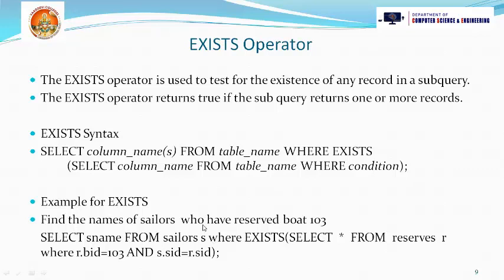Find the names of the sailors who have reserved boat 1 or 3. Here we are using this subquery to return the sailors who have reserved boat 1 or 3. This exists will check whether the subquery returns any record or not. The subquery returns the sailors who have reserved boat 1 or 3, and from that record, the outer query retrieves only the sailor name. So this is about the exists operator.